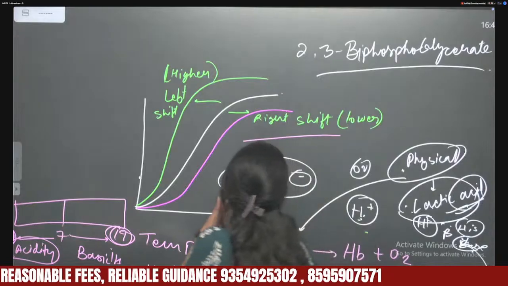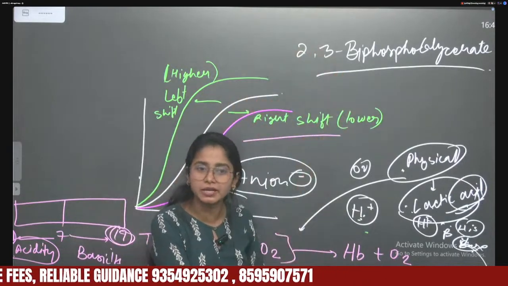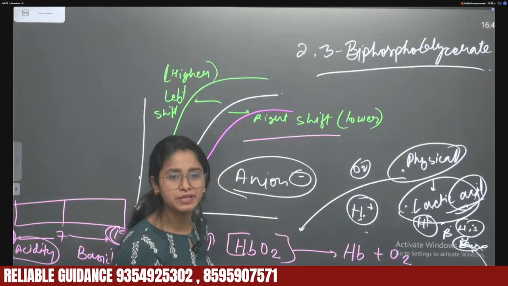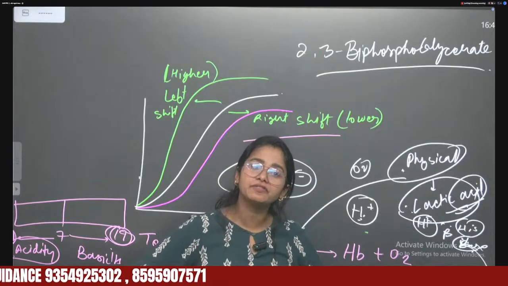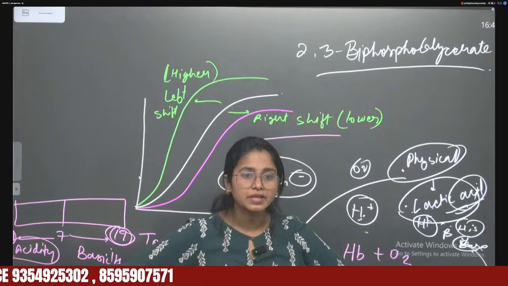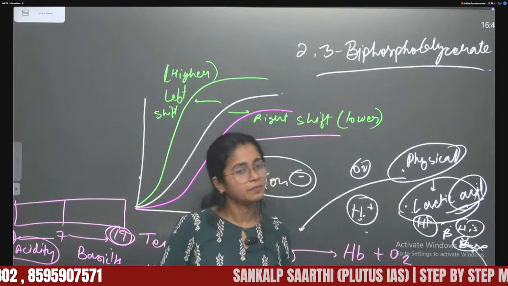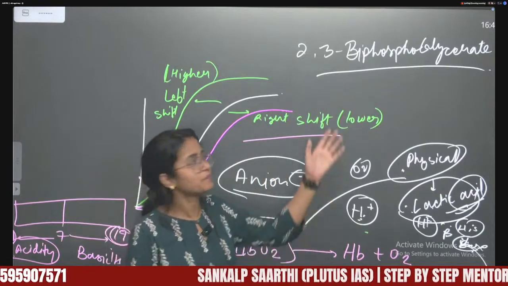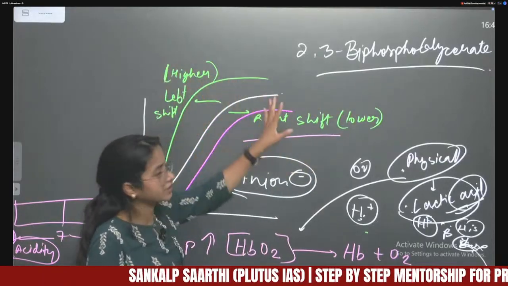Question repeat कर दूं? Okay. Simply, that is 2,3 biphosphoglycerate, that is an anion. If it is present, ठीक है, because it is anion, so it will bind with cation. So cation is your H plus. Okay. बस यही क्वेश्चन है. So if it will present, the oxygen curve shift left or the right?